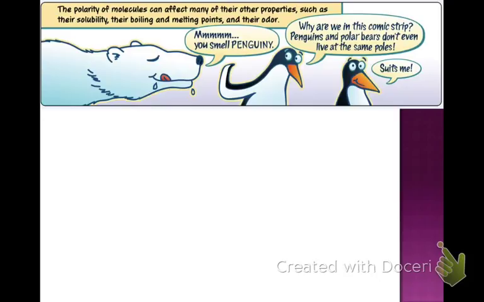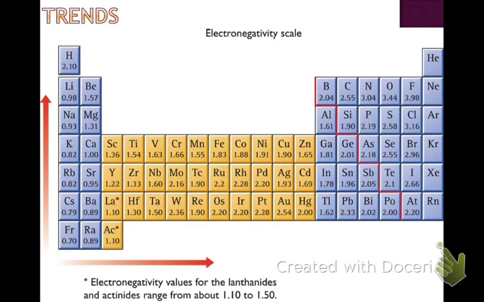Alright, so the polarity of molecules can affect many of their other properties, such as their solubility, meaning how well they dissolve in water or alcohol or something else, their boiling points and melting points, and their odor. So hopefully read up on the rest of that. Let's take a look at the electronegativity scale. This is also in your textbook, and these values are pretty similar to those of Table S, but these are the ones from your textbook right here. Just like we saw in the first page of the comic strip, the bottom left-hand corner has the smallest electronegativity, that's francium. Fluorine has the highest. We can round that to 4.0 like the Regents does on your reference tables.